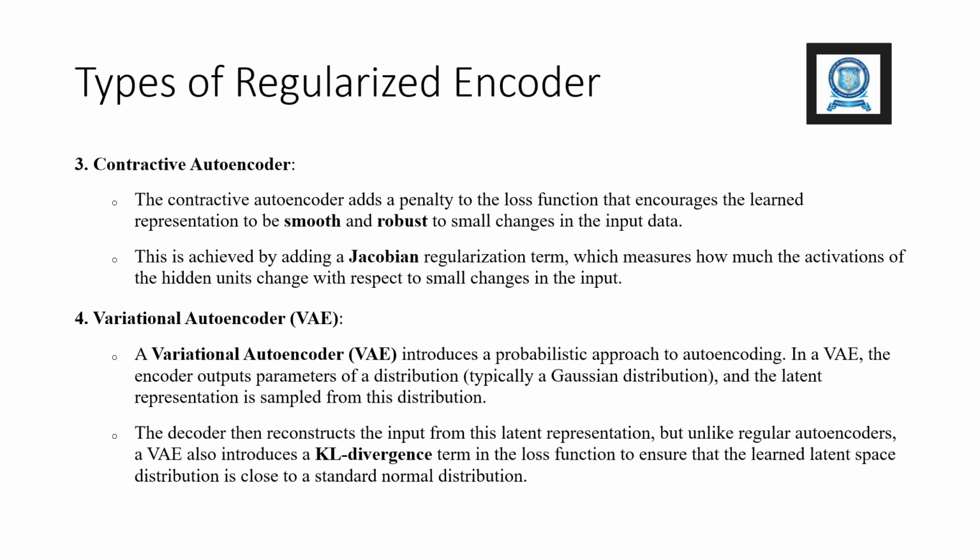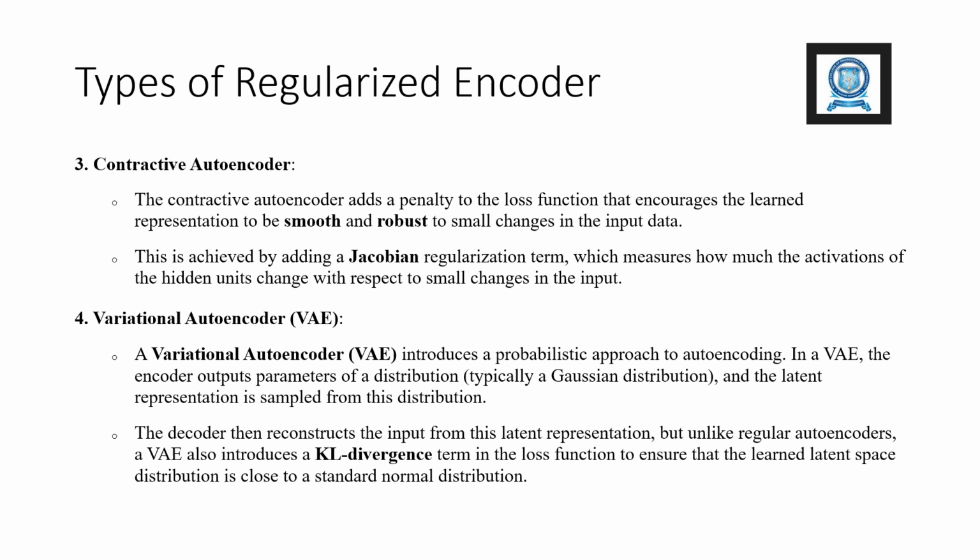Number three, contractive autoencoder. The contractive autoencoder adds a penalty to the loss function that encourages the learned representation to be smooth and robust to small changes in the input data. This is achieved by adding a Jacobian regularization term which measures how much the activations of the hidden units change with respect to small changes in the input.